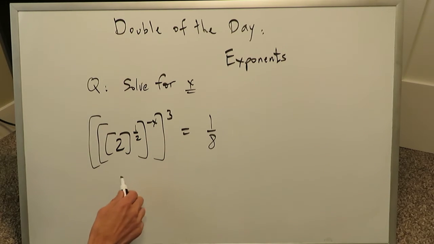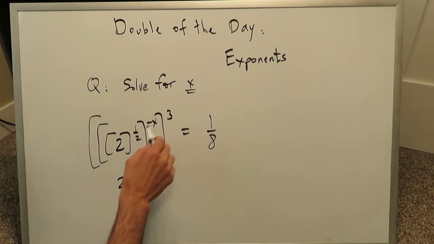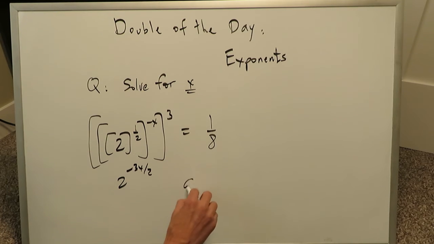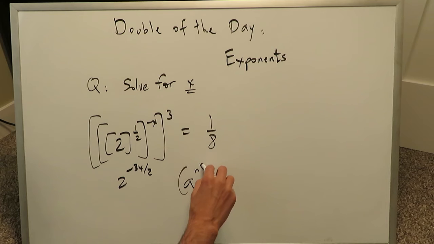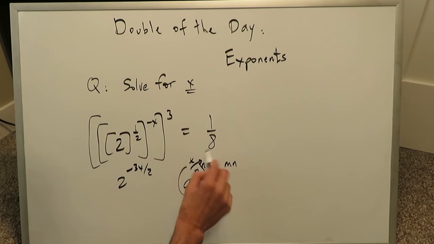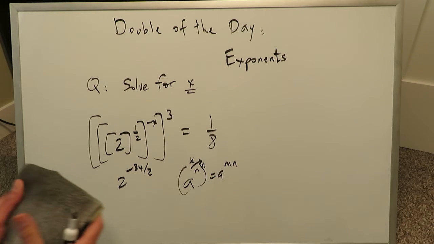You can keep this 2 lying in here and just multiply these items across. 1 over 2 times minus x times 3. I have a minus 3x over 2. You can do that because of the law of exponents. A to the m to the power of n is simply a to the m times n, and you can just multiply this with that and you're good. And that's the route you want to take over here.